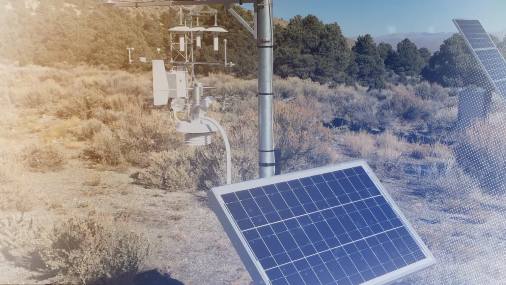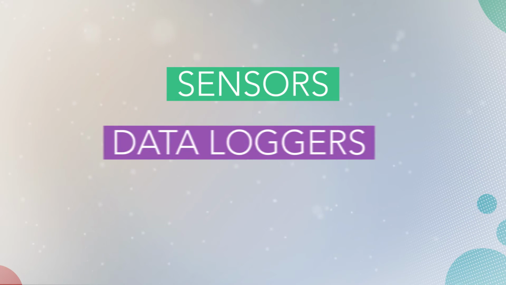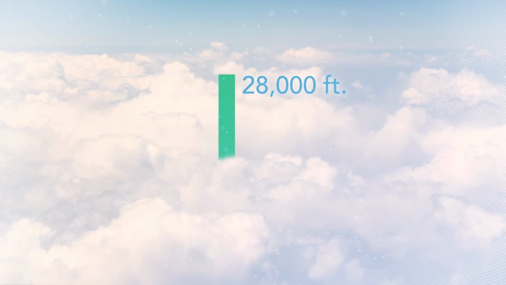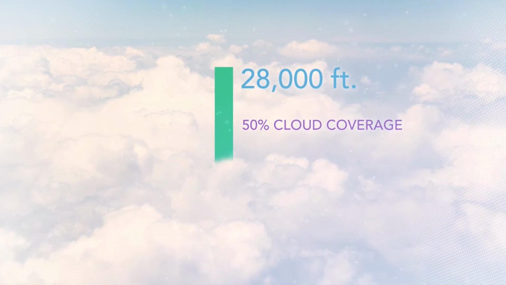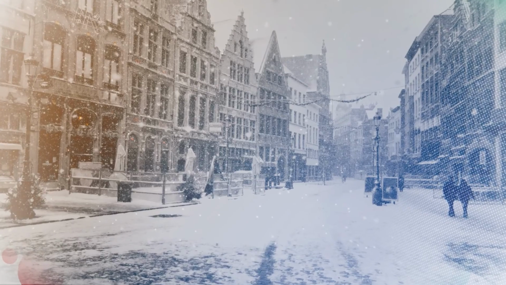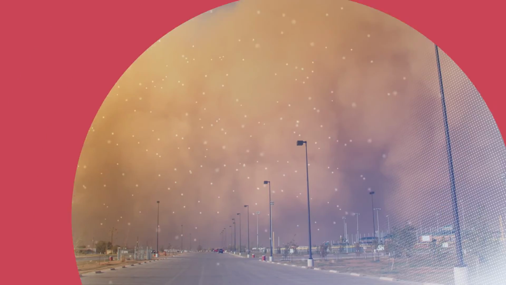Surface observation networks are built of 3 main components: the sensors, data logging equipment, and the support equipment. In terms of sensors, most surface observing stations measure air temperature, humidity, wind speed, wind direction, and rainfall. For those used in aviation, we measure cloud height, their percentages, the present weather, such as rain, snow, the presence of nearby thunderstorms, or even dust storms.